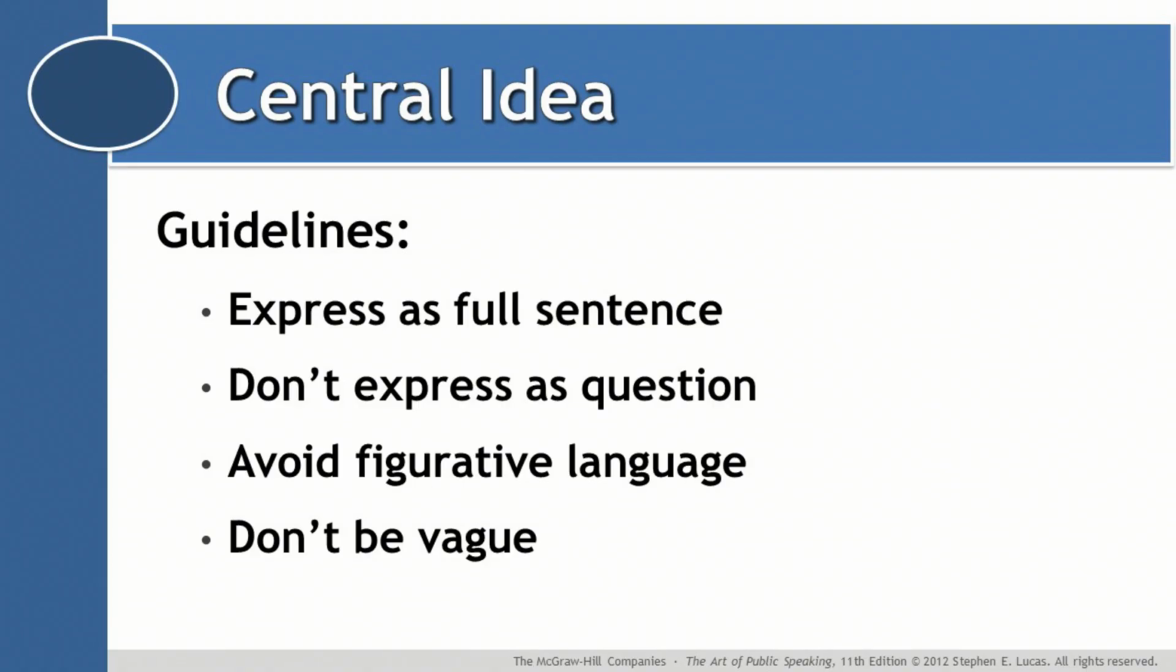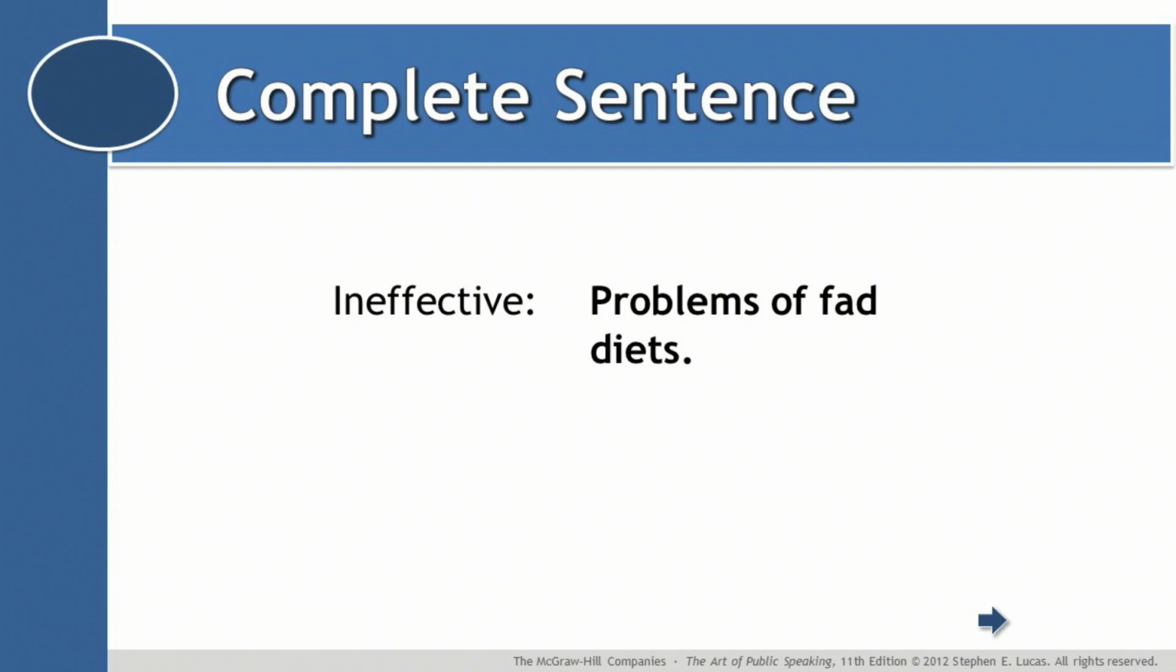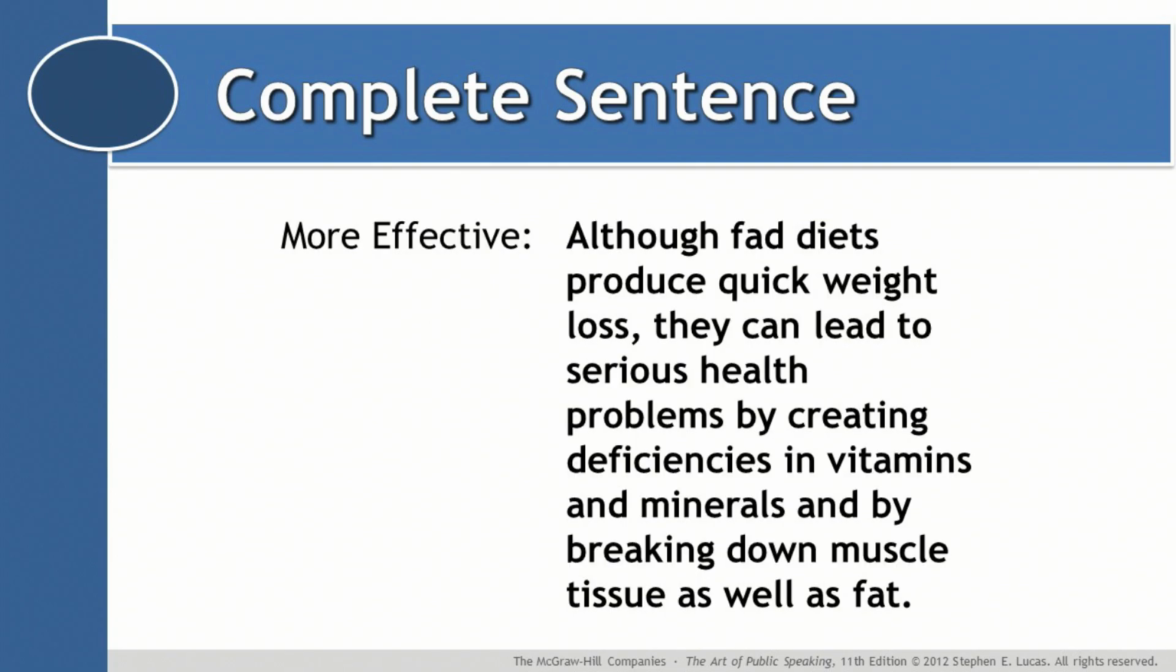As we mentioned before, we have our 4 guidelines for the central idea. We're going to take a look at each one of those again and look at an ineffective and more effective example. So up first is going to be expressing as a full sentence. Our ineffective or poor example: problems of fad diets. To make that more complete as an entire sentence, we will expand, rewrite, and elaborate to: although fad diets produce quick weight loss, they can lead to serious health problems by creating deficiencies in vitamins and minerals and by breaking down muscle tissue as well as fat.